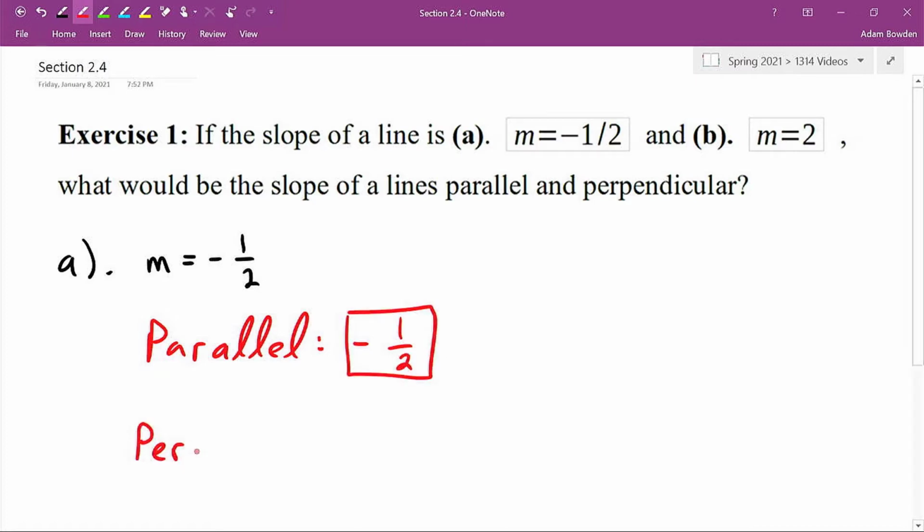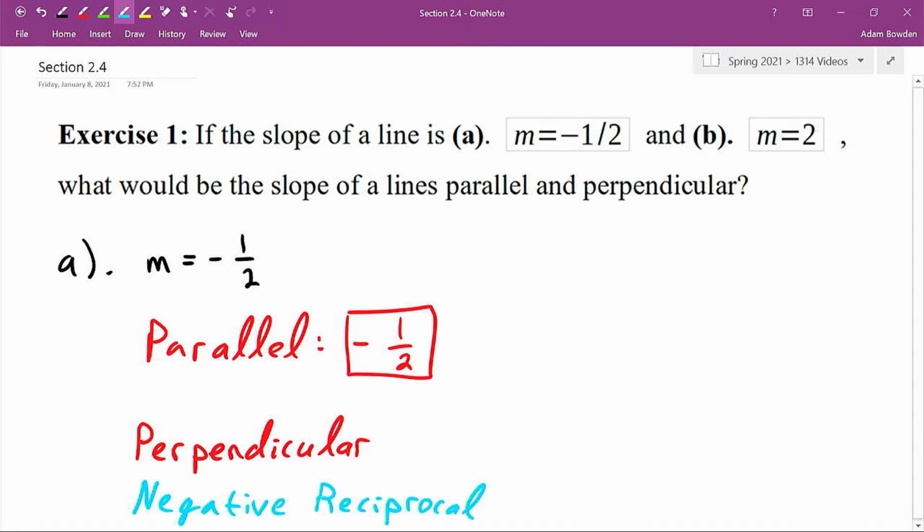Perpendicular, however, what we do is we take the negative reciprocal of the slope. So reciprocal means we flip it around, so it would become 2/1, and we take the negative of the number. The number was already a -1/2, so we do a negative of the reciprocal, which turns it into a positive 2/1, or just positive 2.